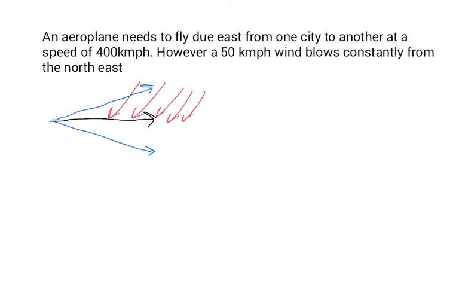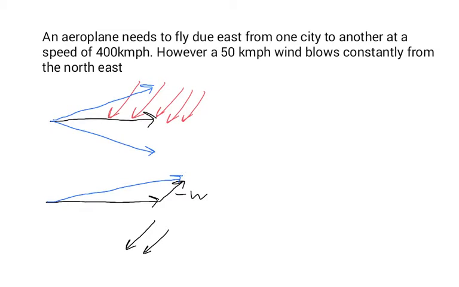So what we're going to have is a vector. This is where we want the plane to go. But we have the wind. The wind is going this way, from the northeasterly direction. So we need a negative vector of that, the same magnitude but a different direction. So we have the negative wind, negative W.